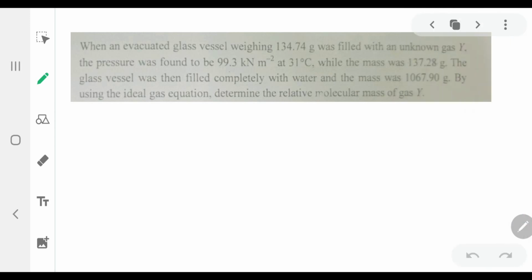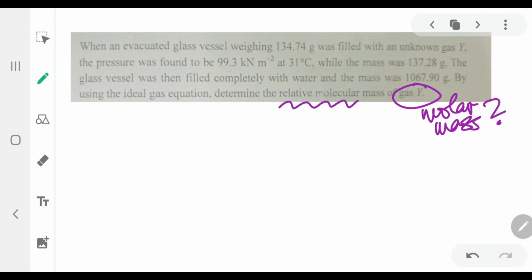Now moving on to the whole question. We have identified that the question wants you to find the relative molecular mass. In order to do that, we need to find the molar mass of gas Y. If we can find the molar mass, we can find the relative molecular mass. So we're going to start from the top.